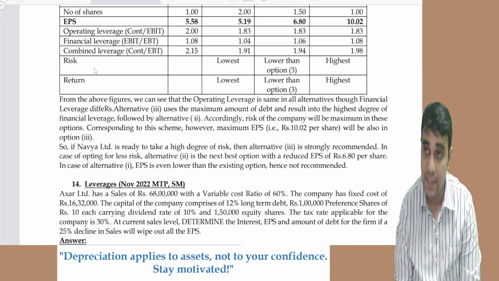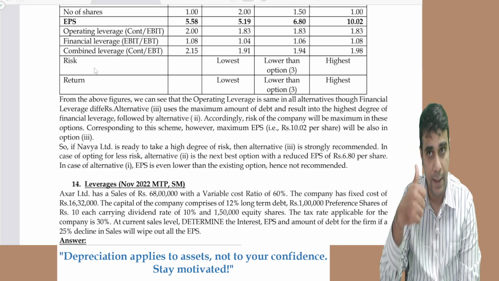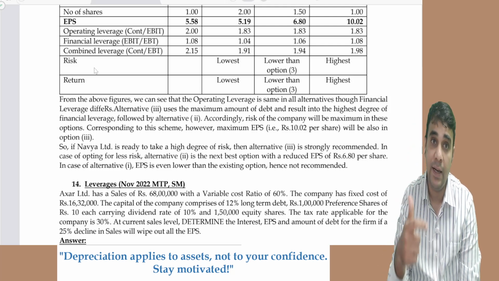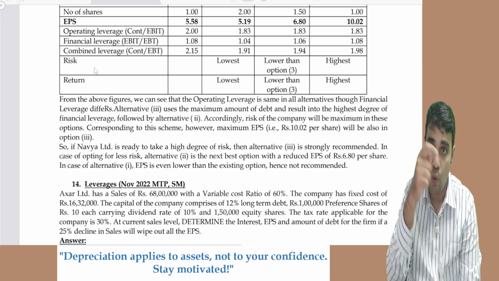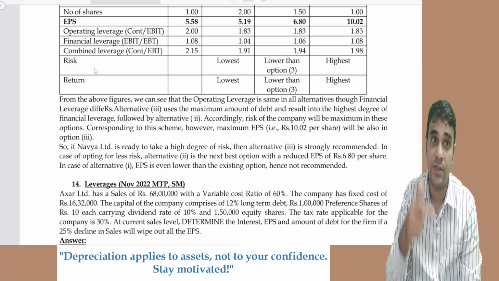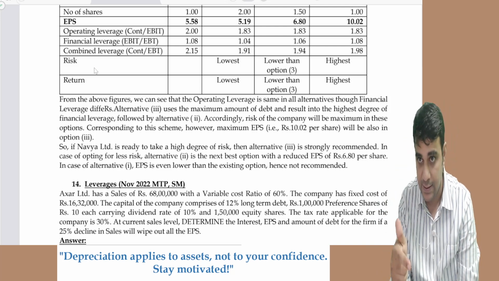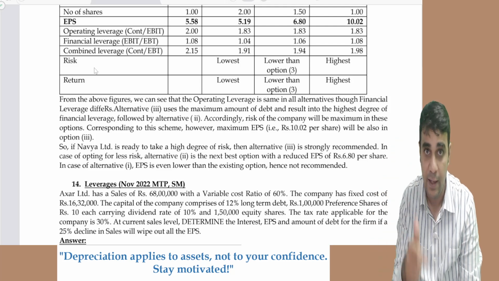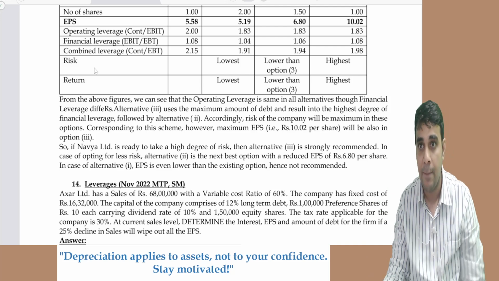Which leverage links sales and EPS? Combined leverage. So I'll get the combined leverage. I'll get the operating leverage, contribution by EBIT, and then I'll get the FLS, OL into FL is CL. Then I use the FL formula, which is EBIT divided by EBIT minus interest minus preference dividend divided by 1 minus tax rate. Interest will become the balancing figure.